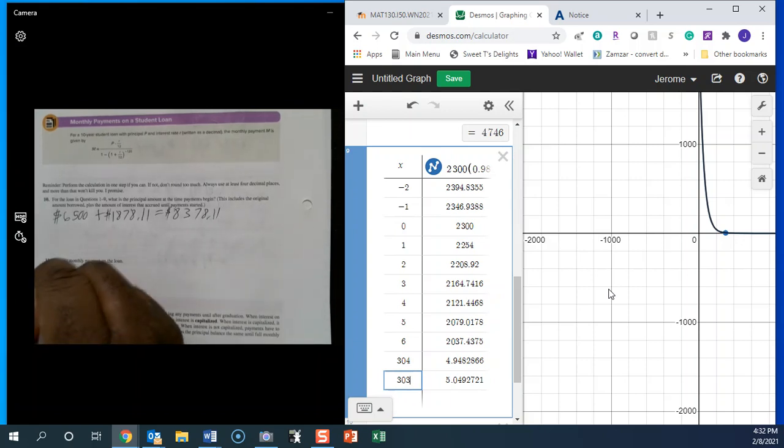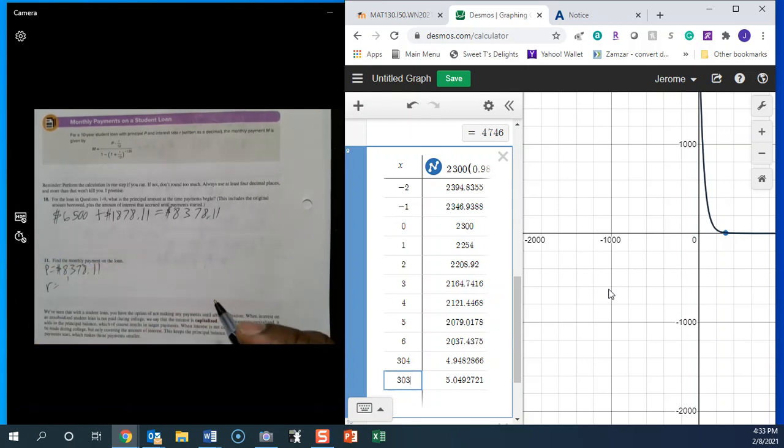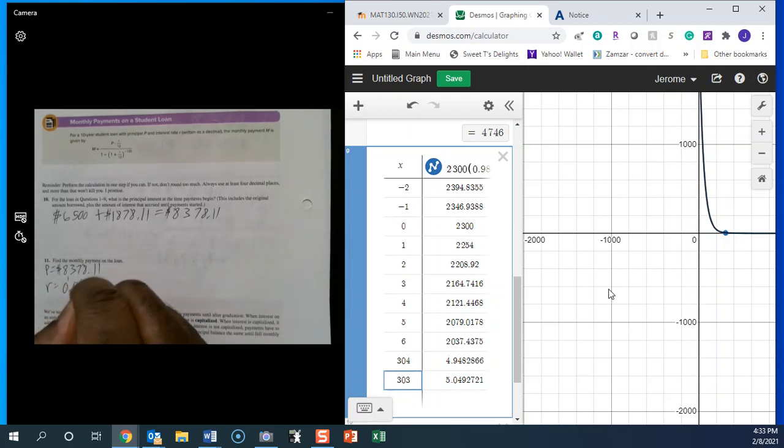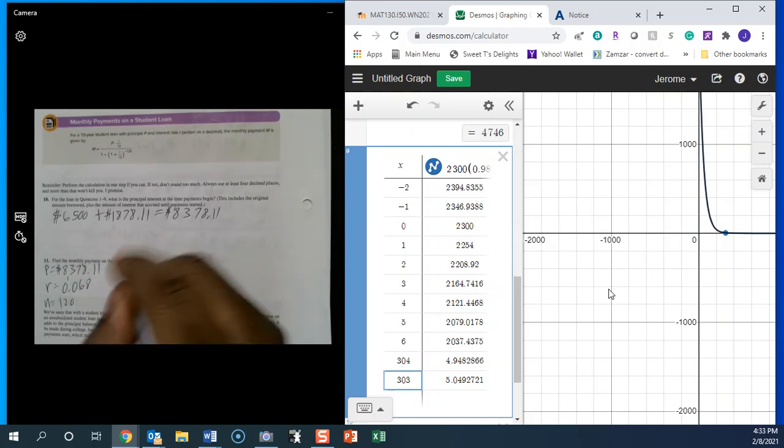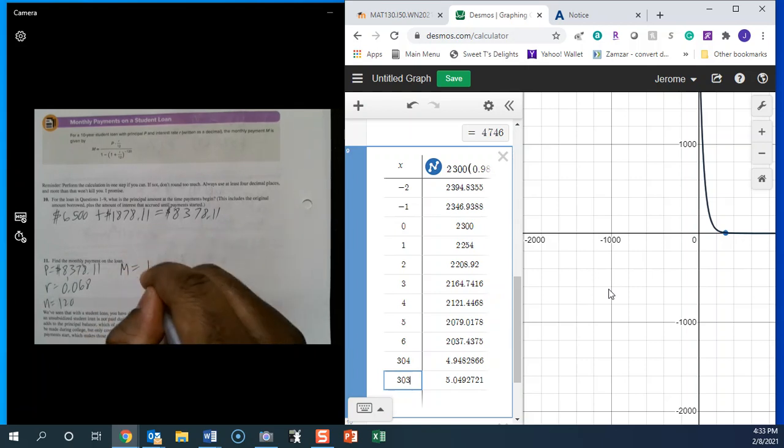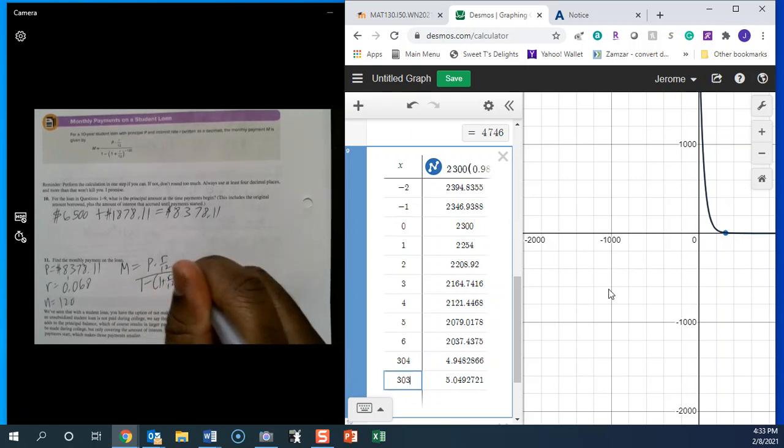Now number 11, it says find the monthly payment on the loan. So first of all, we have our principal, which is $8,378.11. We have our rate, which is 6.8%. So it'd be 0.068. And then our number of months we know would be 120, or number of payments. So we have M is equal to P times R over 12 divided by 1 minus 1 plus R over 12 to the negative M power.